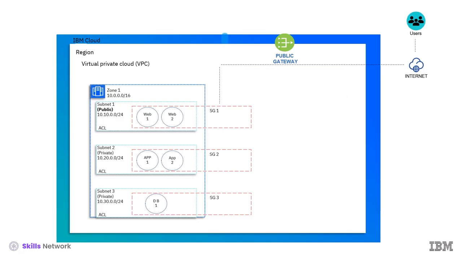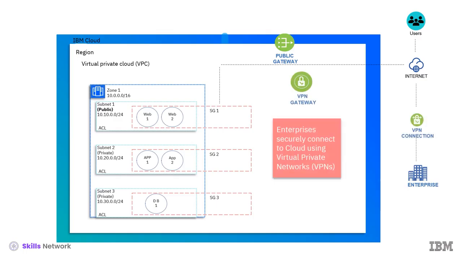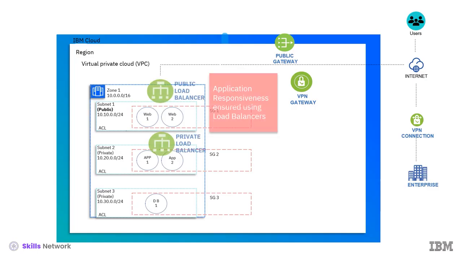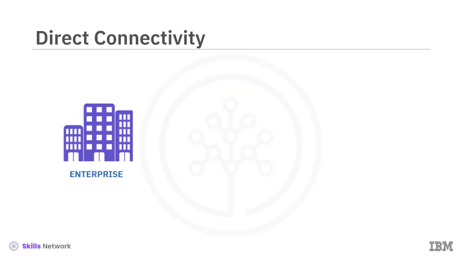While public gateways are great for internet access to the cloud, enterprises are interested in extending their own on-premises resources to the cloud by securely connecting them using virtual private networks, or VPNs. When building many subnets and deploying several workloads, it becomes necessary to ensure that applications continue to be responsive. That is achieved with load balancers that ensure availability of bandwidth for the different applications.